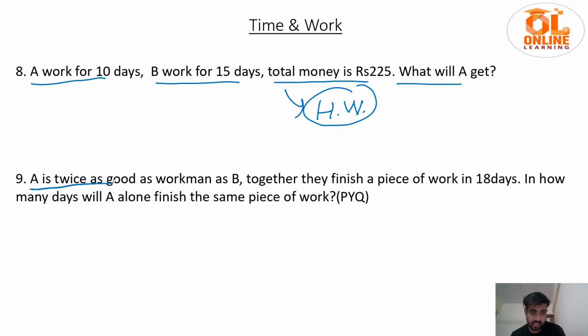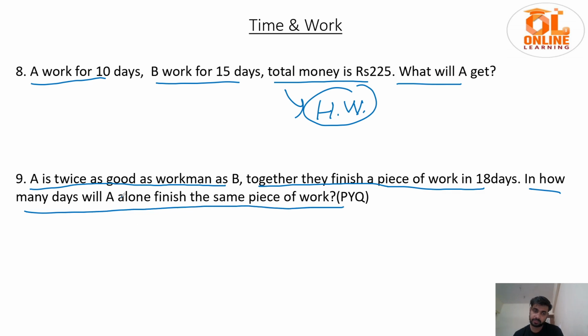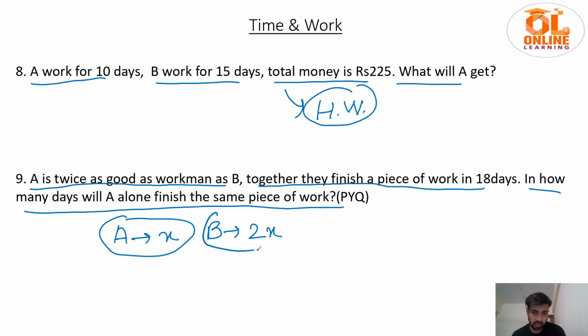A is twice as good a workman as B. Together they finish a piece of work in 18 days. This is also a previous year question. In how many days will A alone finish the same piece of work? Let us see. A completes the work in x days. Then B will complete the work in 2x days. Why? Because A is twice as good a workman as B, so he will take half the days. If A takes x days, B will take 2x days.